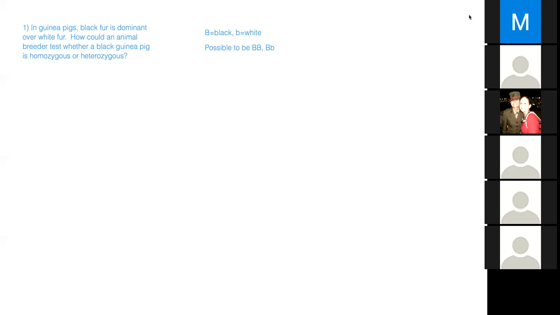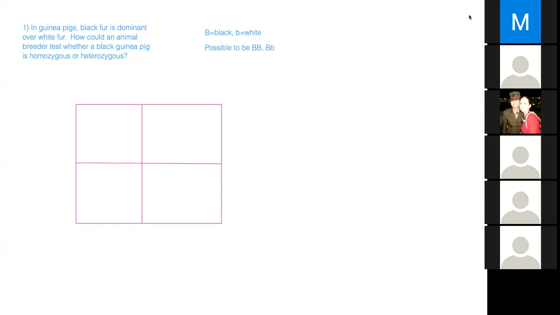Maybe it would help to think about the definition of a test cross, because that's what this is. That would be an unknown with unknown genotype, crossed with a homozygous recessive. You know what a homozygous recessive is, and in this case it's got to be the white fur, because white is recessive. It says that in the statement of the question. So a test cross is an unknown times a homozygous recessive.